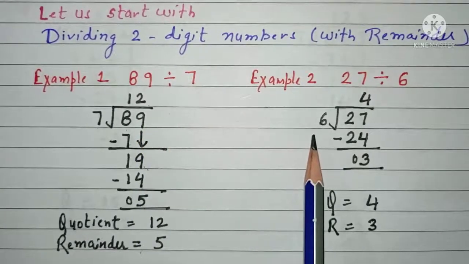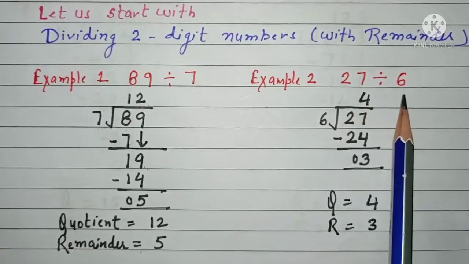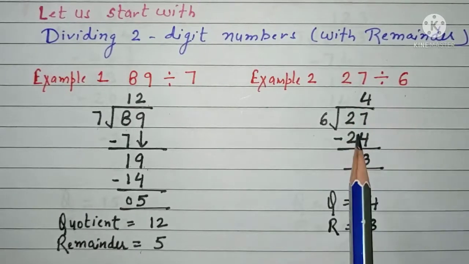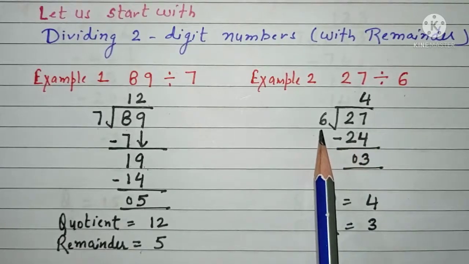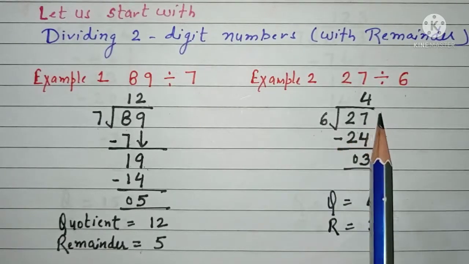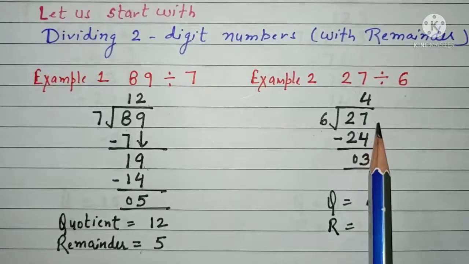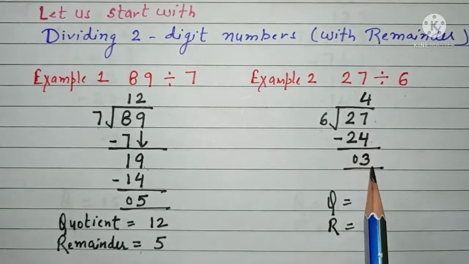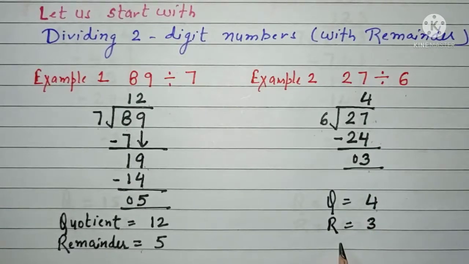Moving on to example number 2, which is 27 is the dividend and 6 is the divisor. So putting the dividend in the box and look for 27 in the table of 6. It is 6 fours are 24. We cannot have 6 fives are 30 here because 30 is a bigger number than 27. So 27 minus 24 is 3. The quotient is 4 and the remainder is 3.